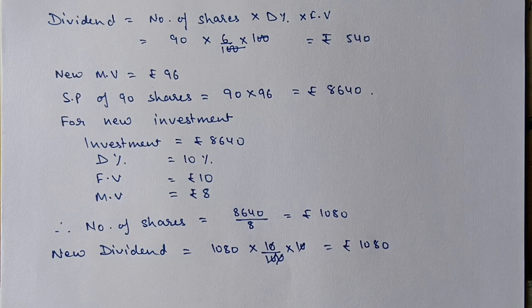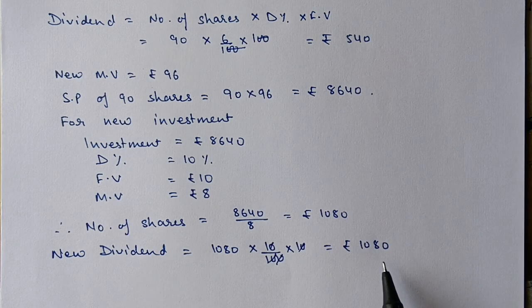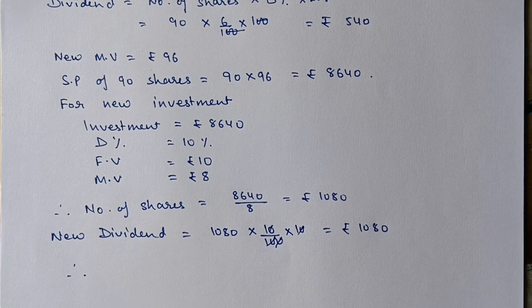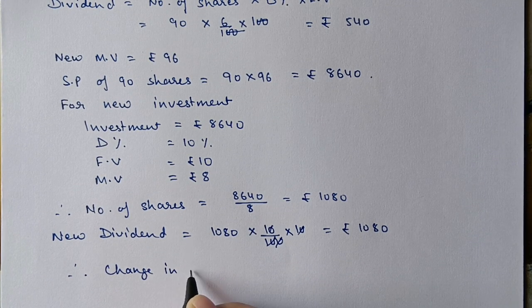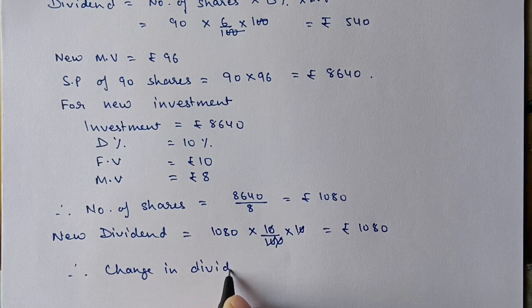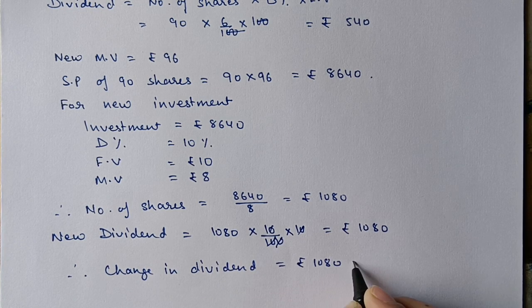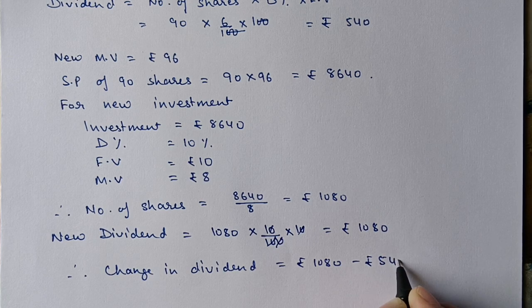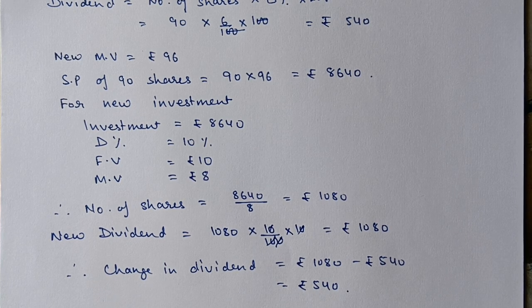And then we have to find out the change in annual income. Earlier he was getting 540 rupees as dividend, but now he is getting 1080 rupees as dividend. Therefore the change in dividend is equal to new dividend minus earlier dividend. So 1080 minus 540, 540 rupees is the change in the dividend.